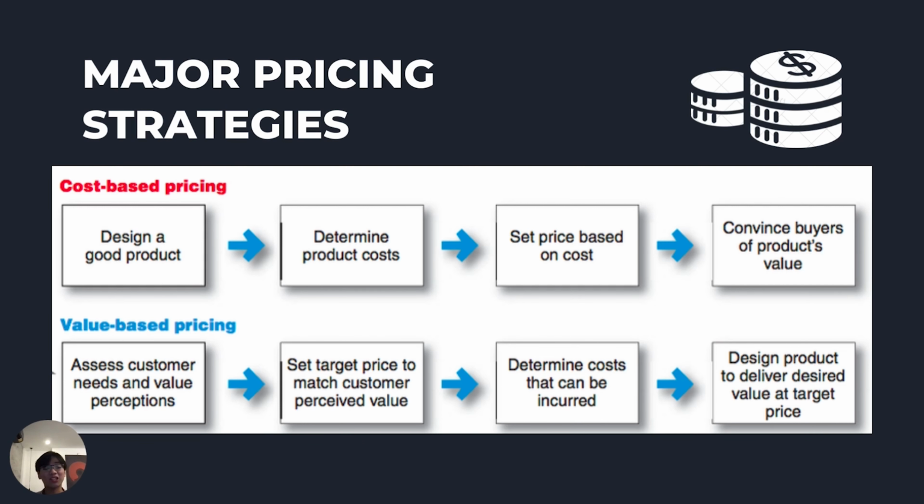So let's talk about major pricing strategies. We have two main major pricing strategies: cost-based pricing and value-based pricing. These two are very diverse in terms of the steps of defining the price. As you can see, with cost-based pricing, they have the product first, and then they determine the price based on the cost of making the products, and then they convince the buyers to buy. Meanwhile, with value-based pricing, they create the product and determine the price based on the customer needs and perceptions.